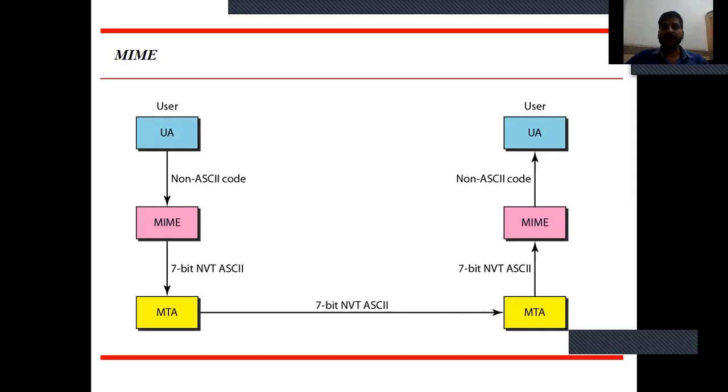Similarly, here we show the simple MIME function. The user agent contains non-ASCII data code, and this non-ASCII data code is converted by MIME to the NVT ASCII standard. The MTA client transfers this 7-bit NVT ASCII value to the server MTA, and MIME at the receiver converts it back into non-ASCII code and provides it to the user at the receiver side. This is the process of MIME.